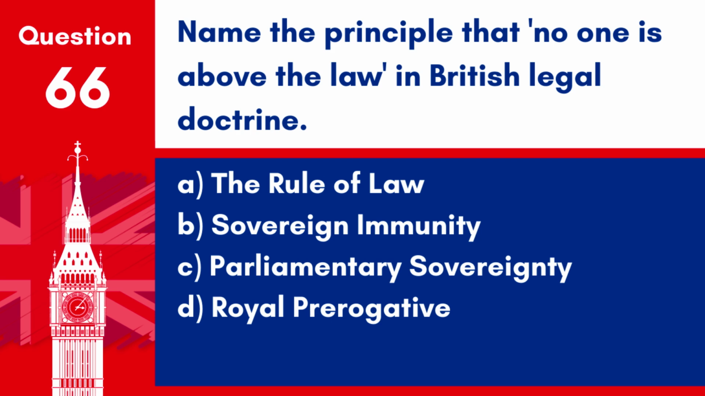Question 66. Name the principle that no one is above the law in British legal doctrine. A. The rule of law. B. Sovereign immunity. C. Parliamentary sovereignty. D. Royal prerogative. Answer: A. The rule of law. This principle, fundamental to British legal doctrine, states that no one, regardless of position, is above the law.